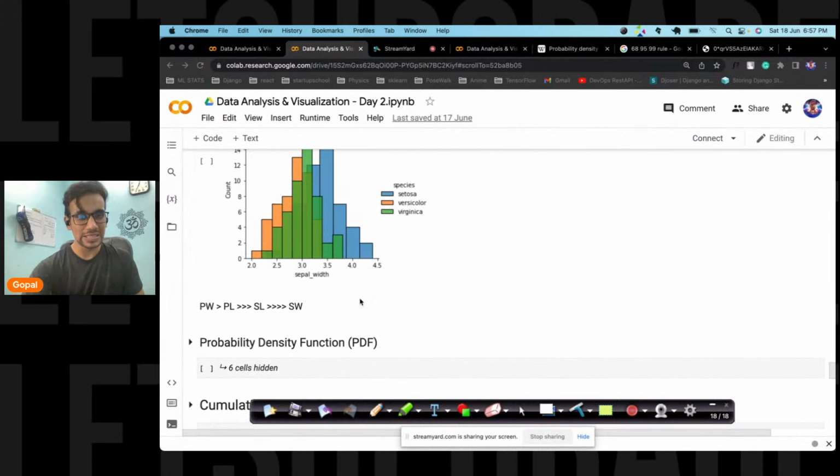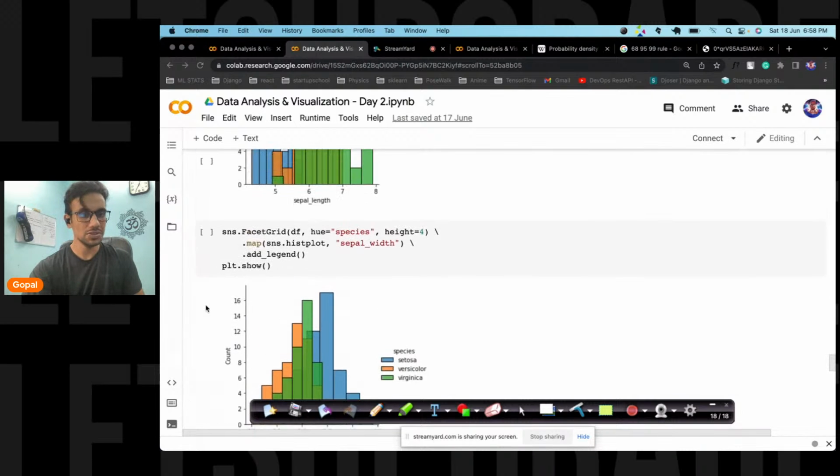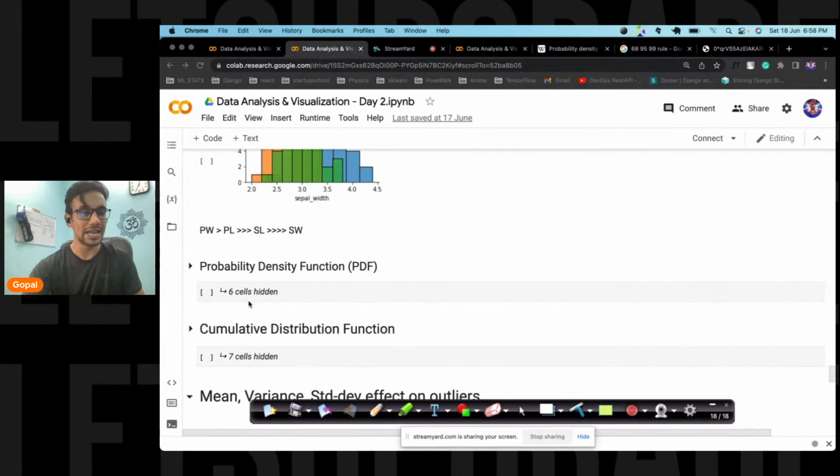So I just gave a precedence or an order to each of my features. Petal width and petal length are doing really good, whereas sepal length and sepal width are totally a disaster. All right, so that was your univariate analysis, but with the help of histograms.